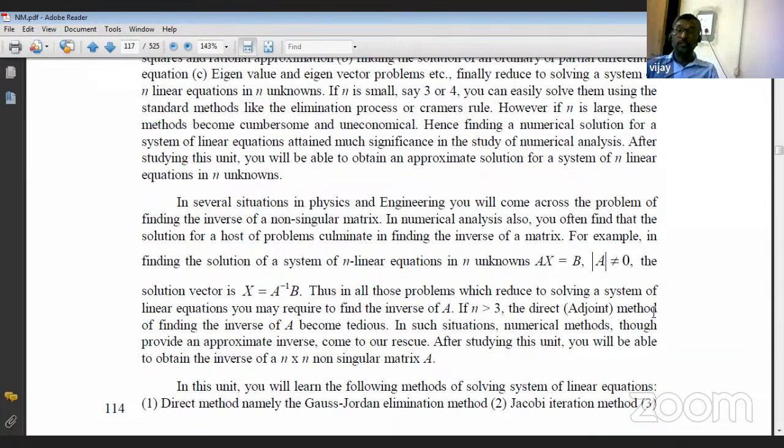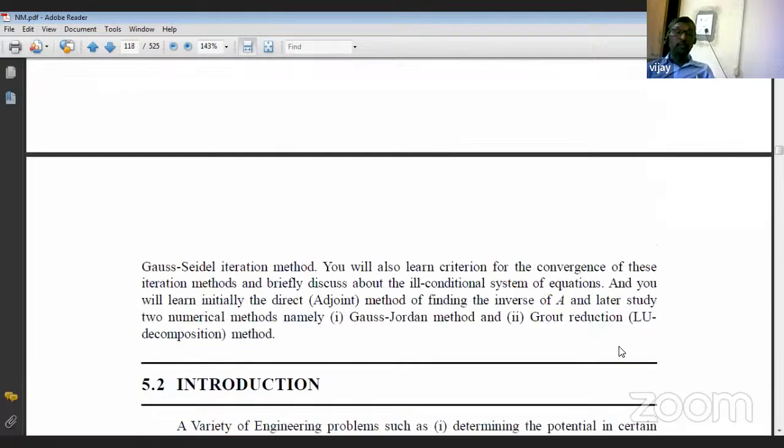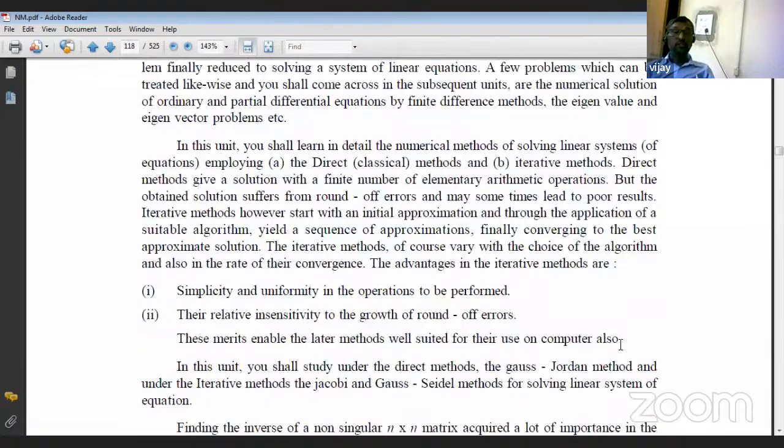All these problems and equations are systems of linear equations. Find the inverse and solve. The direct adjoint method of finding the inverse of the matrix has become tedious, so numerical methods provide an approximation. After this unit we can study x equals inverse of A times B, for a non-singular matrix A. Learn the following methods: in the direct methods, namely Gauss-Jordan elimination, and the iterative methods, Jacobi and Gauss-Seidel methods, also covered in this unit.